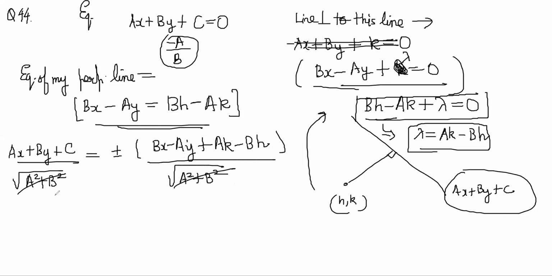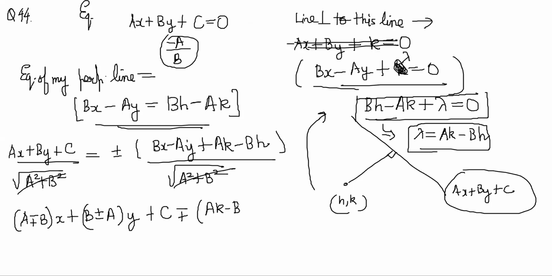Cancel this out. This becomes Ax, A minus plus B x plus B minus plus becomes plus minus Ay plus C minus plus Ak minus Bh is equal to 0, something like this. You can write two separate equations. It's not very hard. Just separate it out and write it separately. Two equations you have already gotten, right? So the question was just a little confusing because of the perpendicular line and all. Otherwise, it was not so difficult. Nothing difficult is being asked here.